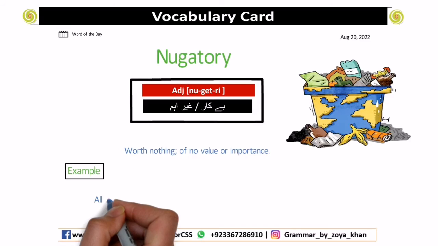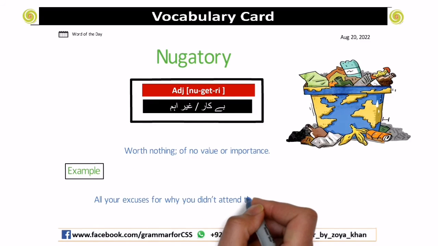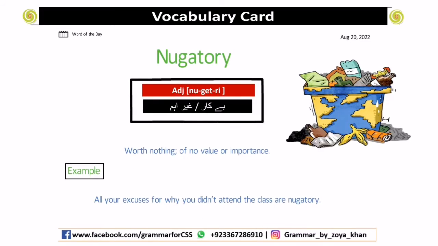For example, all your excuses for why you didn't attend the class are nugatory. Nugatory basically कहा जाता है बेकार, गैर अहम, फजूल, नकारा, निकम्मा जिसका कोई फ़ायदा ना हो, गैर मौसर जिसका कोई असर ना हो. You can say that nugatory observations or pointless observations.